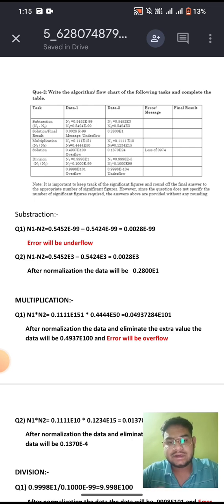And I have considered data set 1 as question 1 and data set 2 as question 2. Now we are going to perform all the tasks on data 1 and data 2. Before this, there is a note. It's important to keep track of the significant figures and round off the final answer to the appropriate number of significant figures. However, since the question does not specify the number of significant figures required, the answers above are provided without any rounding.